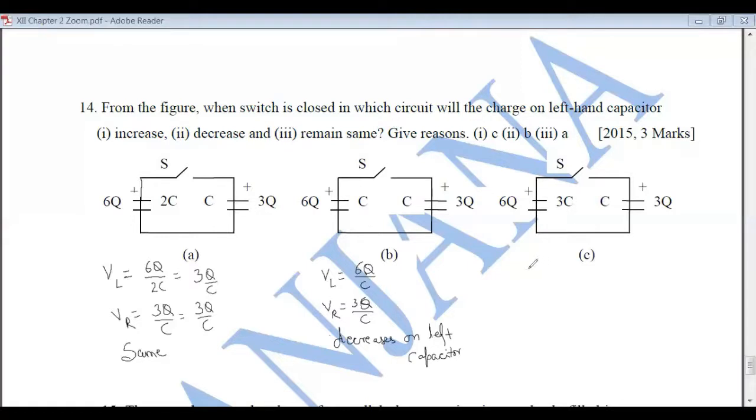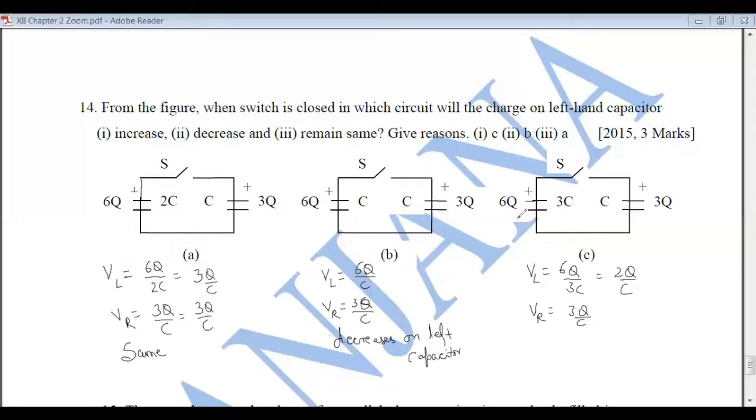Now let's see figure C, the potential on the left capacitor. The potential difference between the plates of the left capacitor is 6Q upon 3C, which is equal to 2Q upon C. Whereas on the right capacitor, it is 3Q upon C. Now when the switch is closed, as we see that the right capacitor has a greater potential, the charges will flow from the right to the left capacitor.